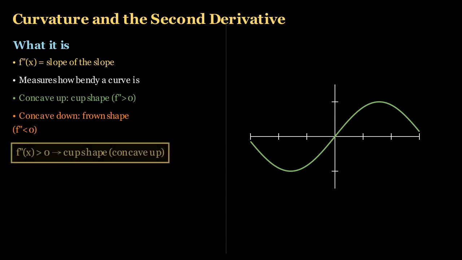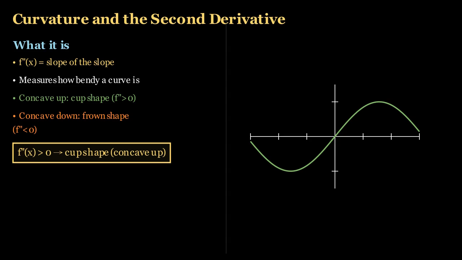If the slope is getting steeper, the second derivative is positive, and the graph bends upwards like a cup holding water, we call this concave up. If the slope is getting flatter or more negative, the second derivative is negative, and the graph bends downwards like a frown, concave down. So while the first derivative tells you if you're going uphill or downhill, the second derivative tells you if the hill is getting steeper or leveling out.